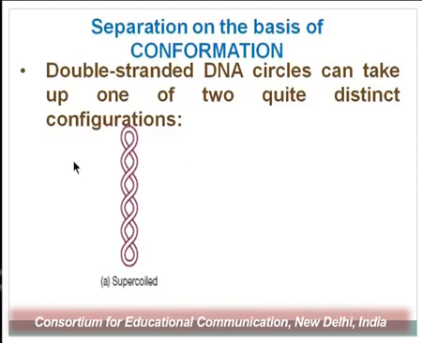One is termed as the supercoiled DNA. As you can see, in the supercoiled DNA both the strands are intact, and the circular DNA molecule is supercoiled onto itself. Now, generally in a resting cell, the DNA will be in a supercoiled form.